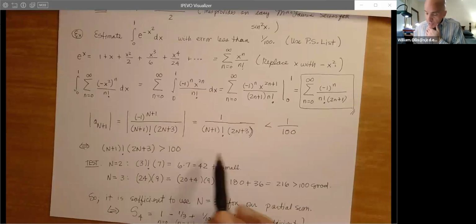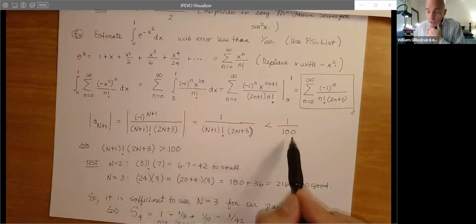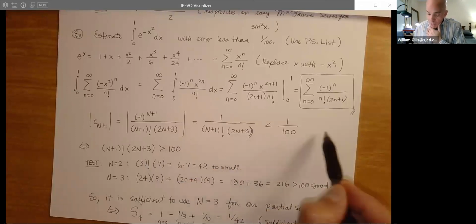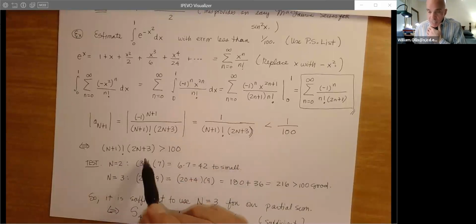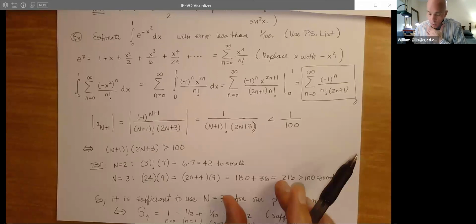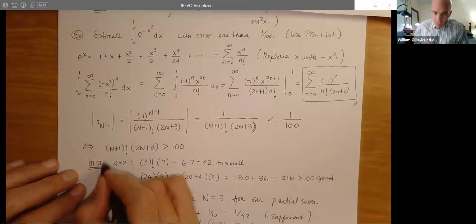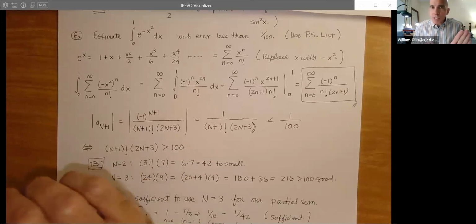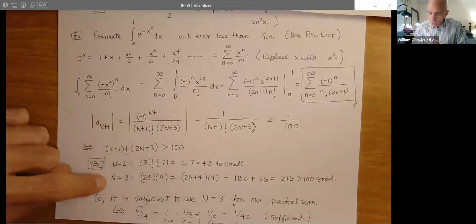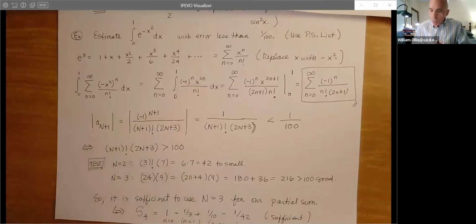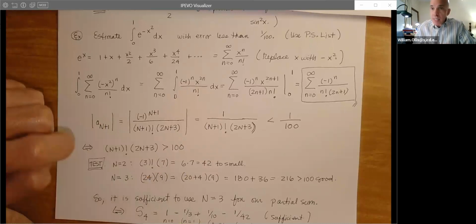Now when we look at this, we say this needs to be less than 1 over 100. So we reciprocate. All of these are positive, so we have n plus 1 factorial times 2n plus 3, and that needs to be greater than 100. So we test like we've done before. Sometimes you can actually solve these equations, but it might be that all you need to do is test. We start testing to see where we get an inequality that works. When we try n equals 2, it doesn't work, but when we try n equals 3, we get a number that exceeds 100.